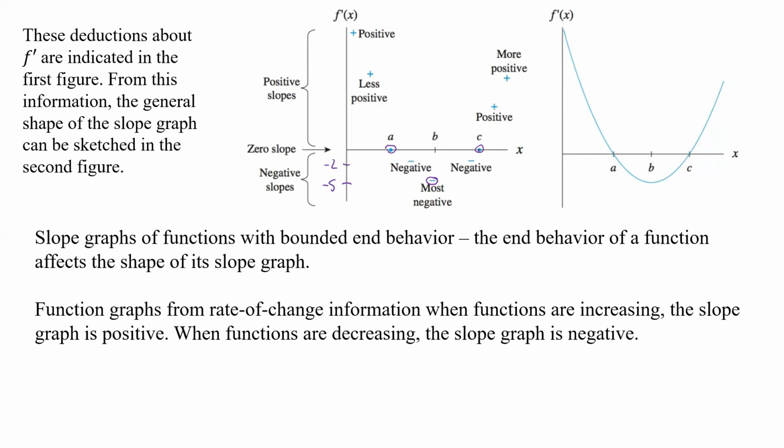Okay. Now, slope graphs of functions with bounded end behavior. The end behavior of a function affects the shape of its slope graph. Okay, so that's the key thing. And the function graphs from rate of change information. When functions are increasing, the slope graph is positive. When functions are decreasing, the slope graph is negative. Okay, so it's negative down here, positive up here. So we kind of have to remember that as far as that goes.